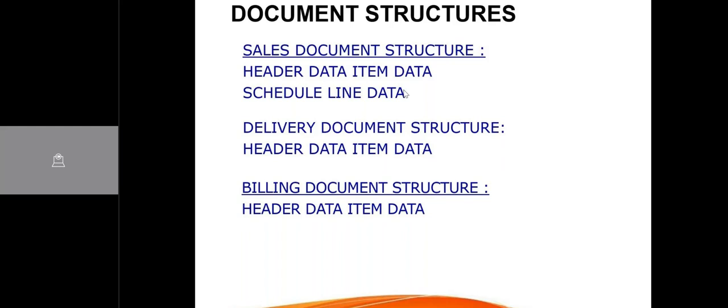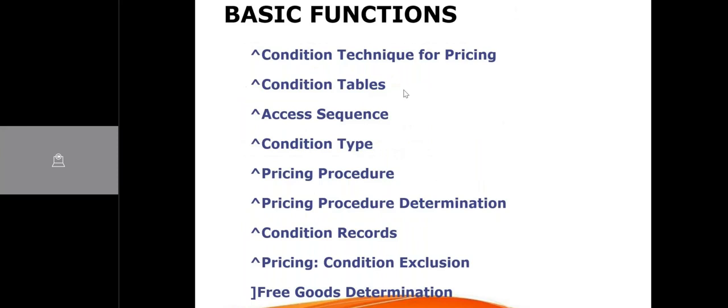Okay. And one of the most important in sales and distribution for making a complete OTC process is pricing. In pricing, we have to know the condition technique. Condition technique means what price we give to the customer differently. Like a dealer customer has a different price, a retailer customer has a different price. And there is a lot of configuration we do in pricing. There are pricing elements, such as price, discount, freight charges. These are what we configure in the SAP system for pricing.